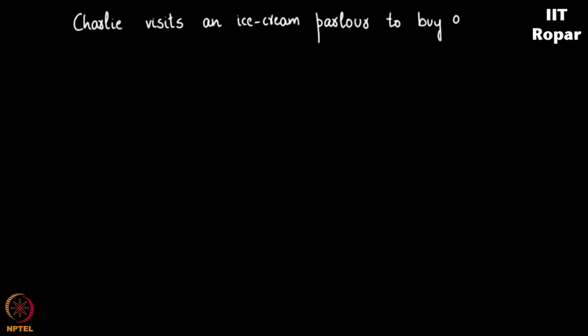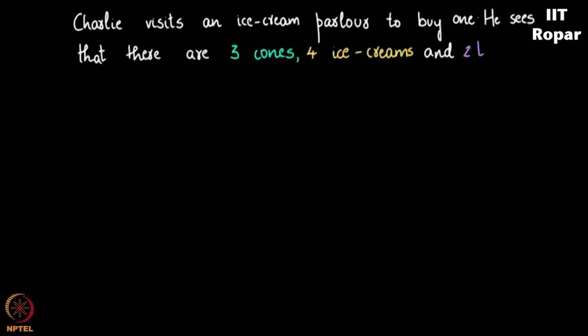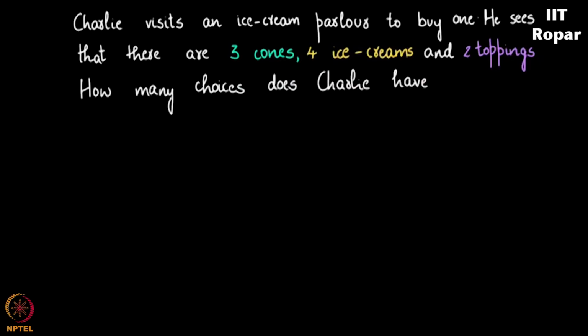Let us now see another example. Charlie visits an ice cream parlor to buy one. And he sees that there are 3 types of cones, 4 flavors of ice creams and 2 toppings. So, how many choices does Charlie have to buy an ice cream? Let me enumerate all of them. So, let this represent Charlie.